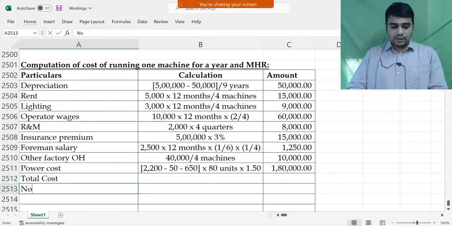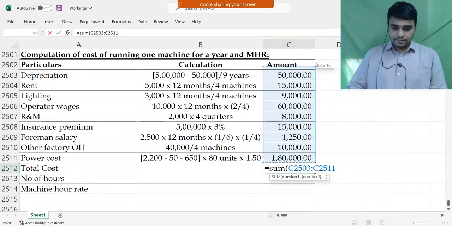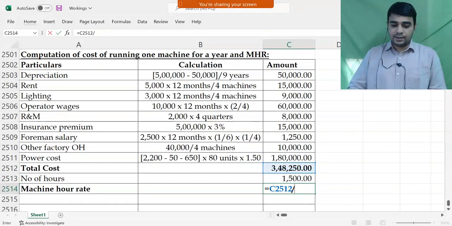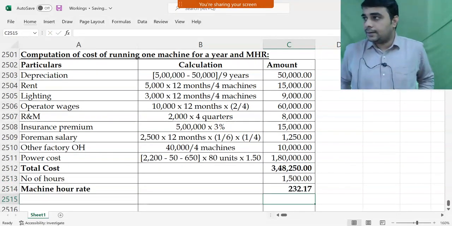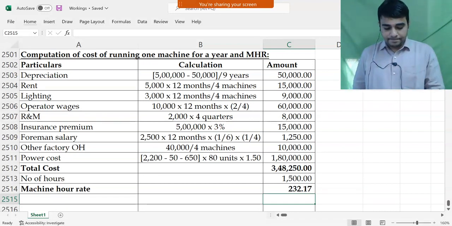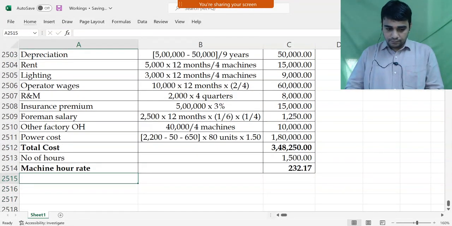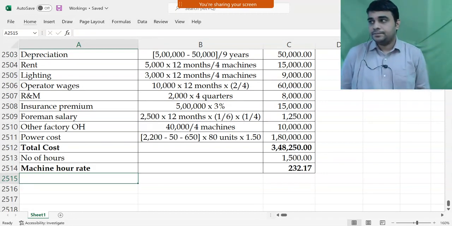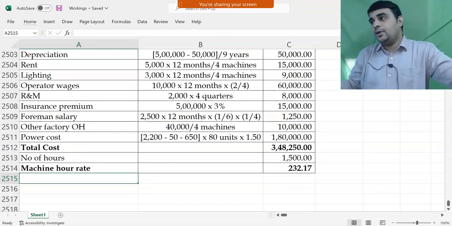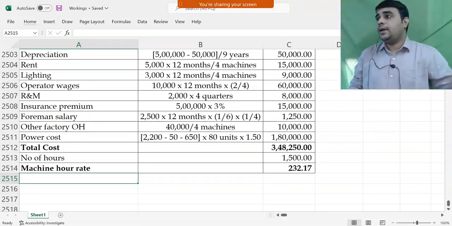Total cost, number of hours, machine hour rate. Number of hours is, I think, 1,500. That's the productive hours. Machine hour rate is 232.17. The foreman part is 1/6 of the time for the factory. So first you get the factory cost and then do into 1/4 for the machines. Any doubts on this? Clear?